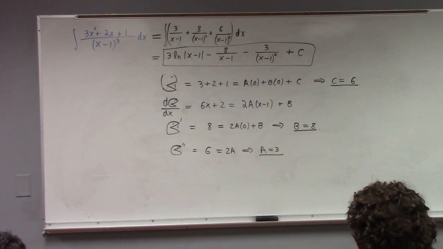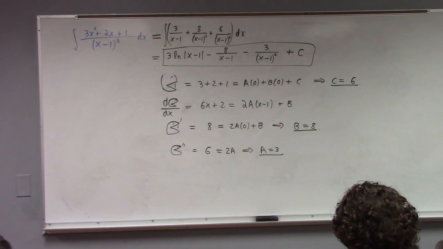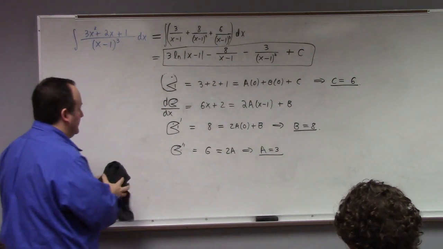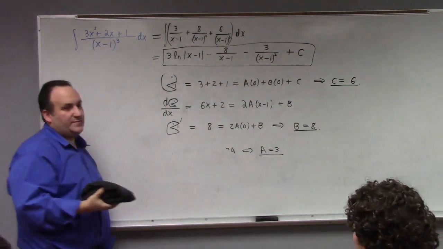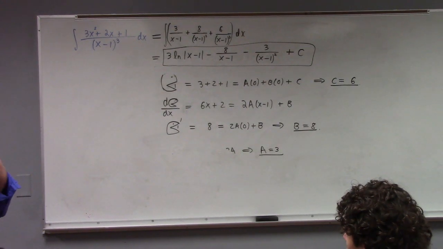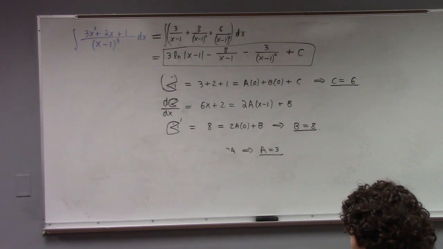Yes, sir? So if you set up the partial fractions wrong, how will you know that it's not going to work? Your equations won't be solvable. You'll get stuff like 0 equals 1. You'll be driven to make variables, the A, B, C are constants. You ever find yourself writing something like A equals x? You're in a bad place.